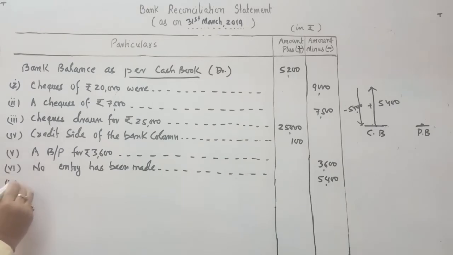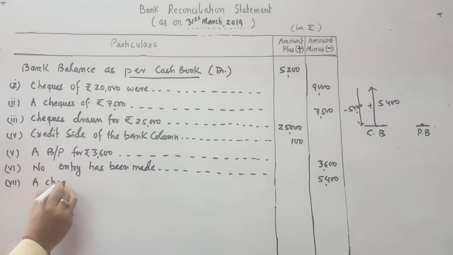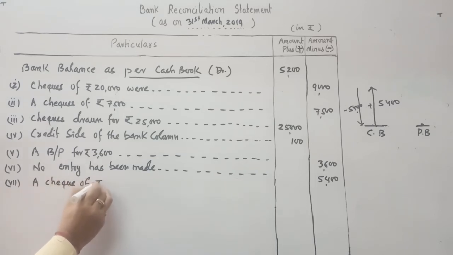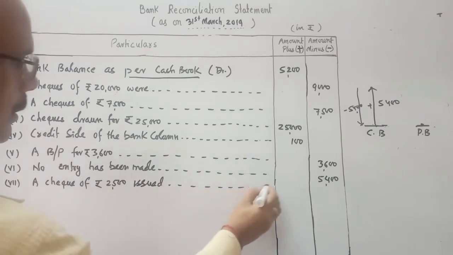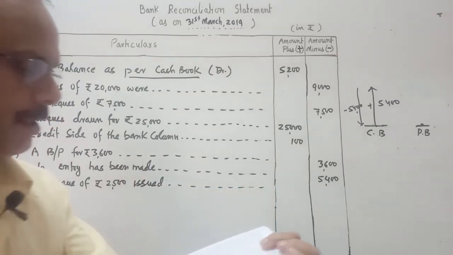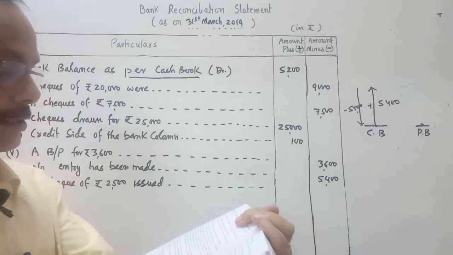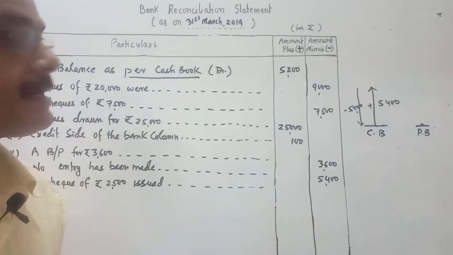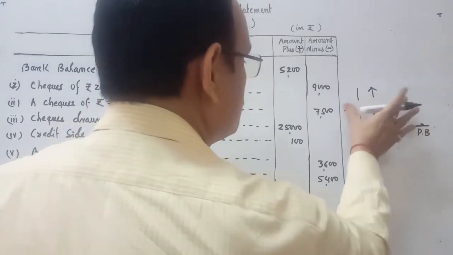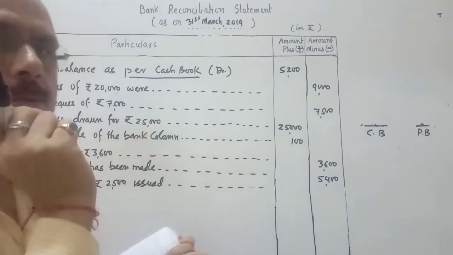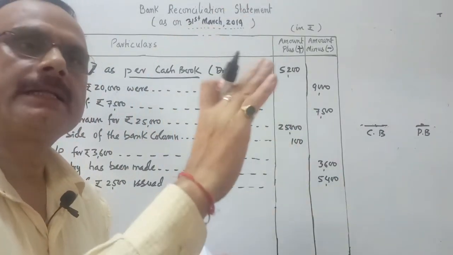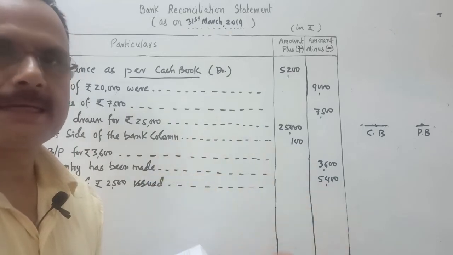Now seventh number. A check of rupees 2500 issued to a creditor was wrongly entered in the cash column of the cash book. There are 2 columns in the cash book. We know that there are 2 columns in the cash book. One column is for cash, another is for bank, both in the debit and credit side.